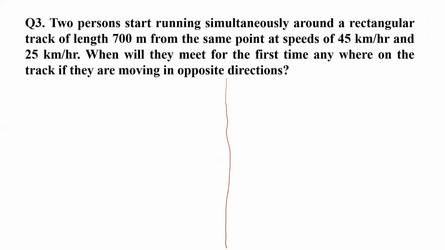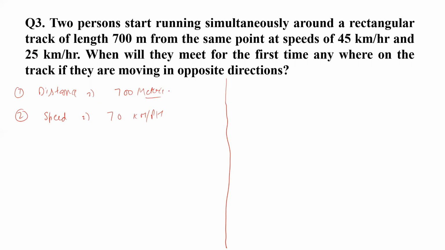So we have been given two options with us. The first is distance, already given. This is 700 meters. And secondly, we have already been given the speed. The speed we have already found, and that is the relative speed, and this is 70. So I'm just writing here 700 meters, and the speed is 70 kilometers per hour.